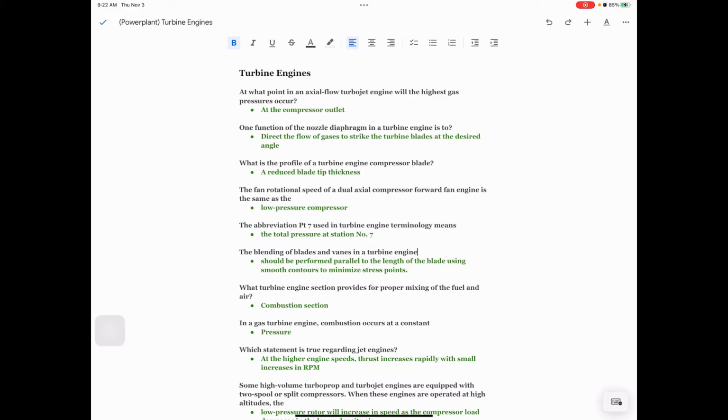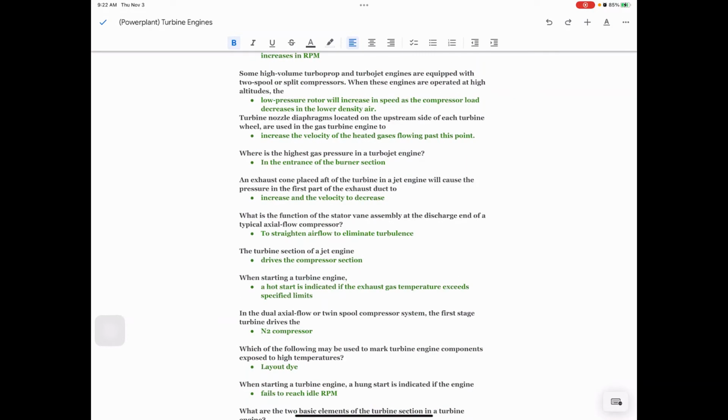Which statement is true regarding jet engines? At the higher engine speeds, thrust increases rapidly with small increases in RPM. Some high-volume turboprop and turbojet engines are equipped with two-spool or split compressors. When these engines are operated at high altitudes, the low-pressure rotor will increase in speed as the compressor load decreases in the lower density air.